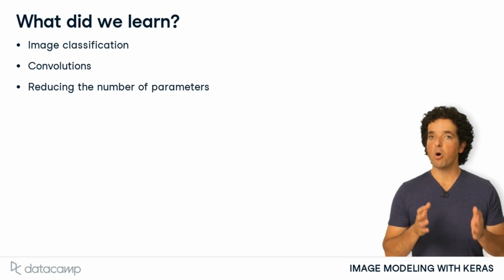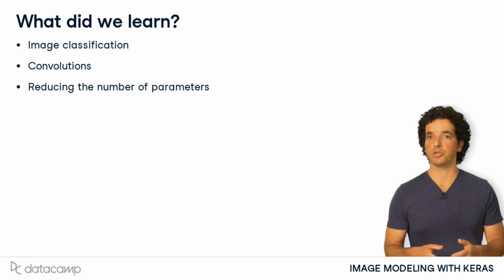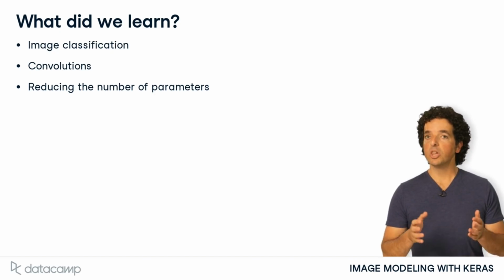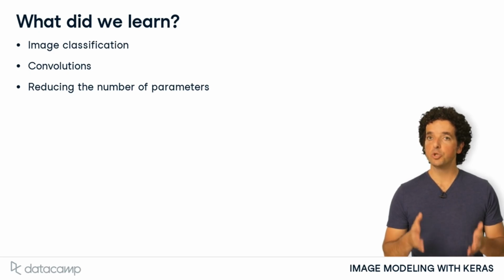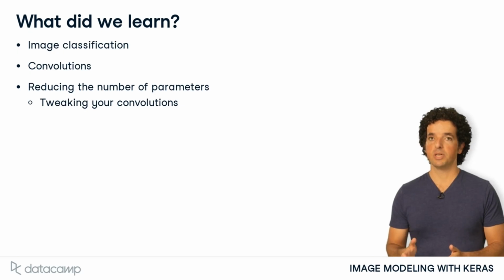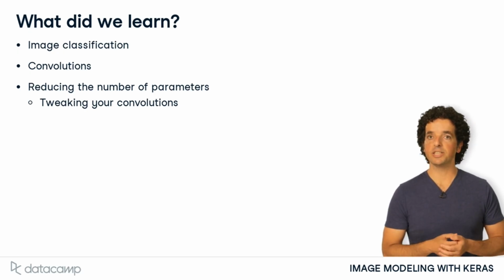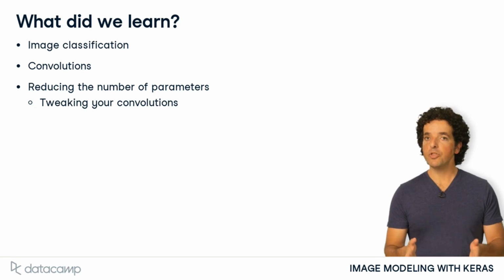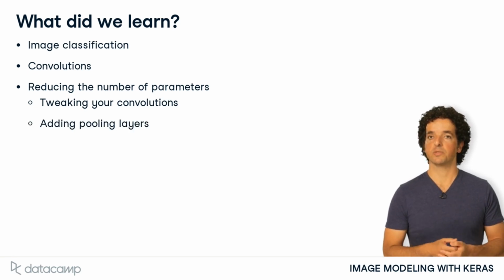One of the things that is remarkable about CNNs is that they have a very large number of parameters. This is one of the reasons that large amounts of data are usually required to effectively and accurately train a neural network. We looked at a couple of approaches to reduce the number of parameters. One is to tweak your convolutions and adapt them to your problem, for example, using strided convolutions. Another approach is to use pooling layers.